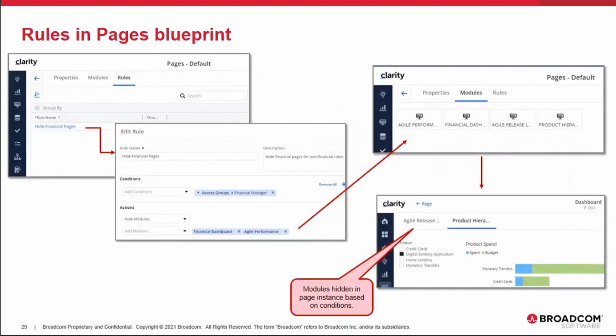To define the rules, you go into the blueprint of a respective page. You'll see the new module called rules. That's where you can define the business rule itself. You can define the conditions, and you can define to hide the modules as needed. And then once the condition is met, only the required modules will then be displayed to the end user.